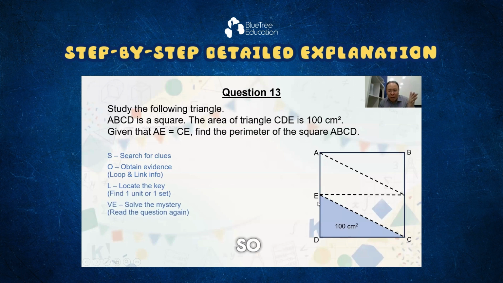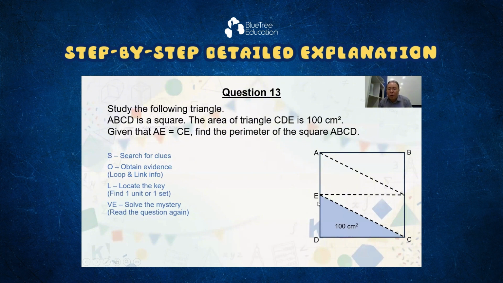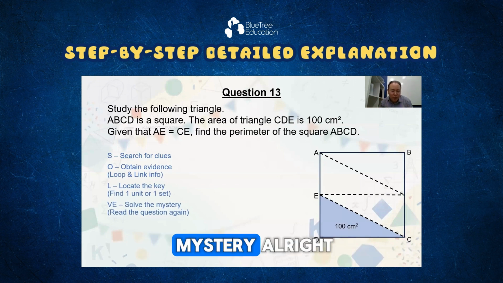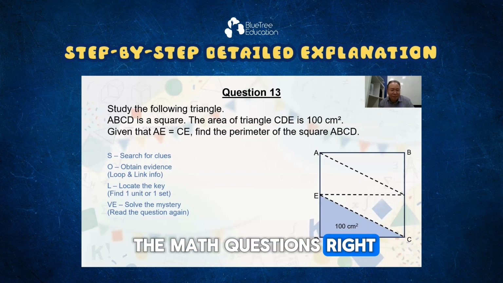For those of you who are first time attending a BlueTree lesson, just to introduce the S.O.L.V.E technique: S for search for clues, O for obtain evidence, L for locate the key, and VE is to reread the question and solve the mystery. That makes the word solve, because in math you want to solve the math questions, right?